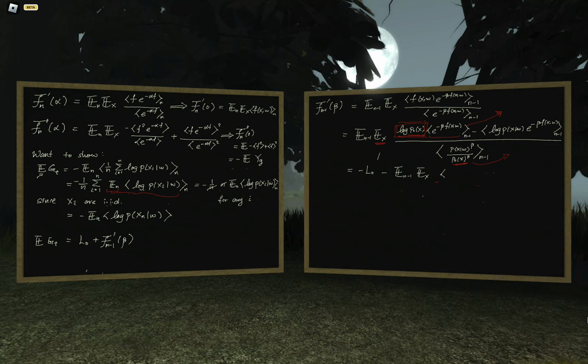The second term is equal to, or the numerator is p(x|w) to the power of beta. That comes from this exponential here. Log p(x|w), n minus 1. Well, it's divided by the numerator, so divided by the numerator, p(x|w) to the beta.